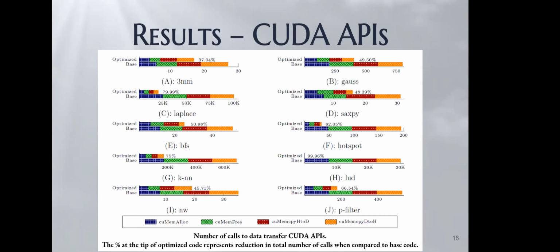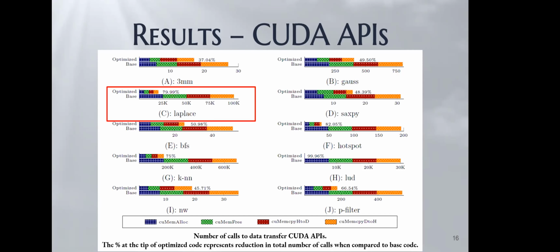We found that apart from data transfer, the number of times memory allocation and free are called is also reduced a lot after using our tool. For instance, in Laplace equation, each of the 4 APIs is called around 25,000 times in the base code.